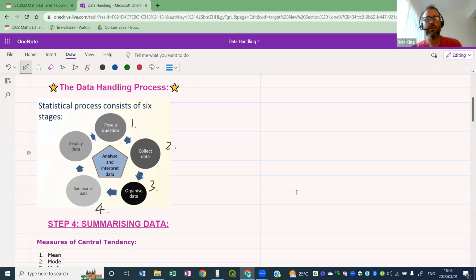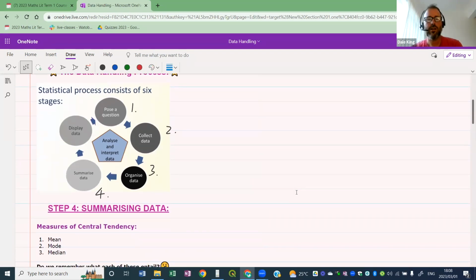Well, we're going to continue with some old topics from those years in number 4 today, which is summarizing data. We're going to look at measures of central tendency: mean, median, and mode. I'm sure you've heard them all before. If not, we're just going to revise and go through them briefly.